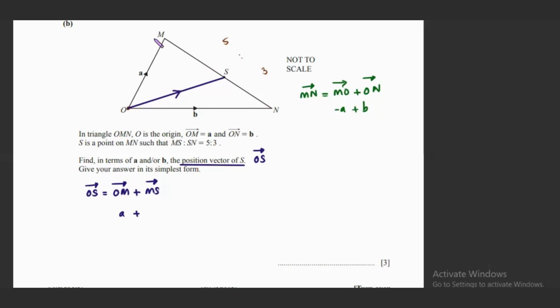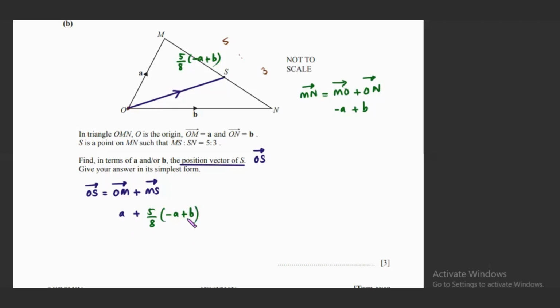Now, this portion has a ratio of 5 to 3 as it's already given, and I have marked it here as well. In total, they have 8 parts, and M to S will be 5 out of it. So I can write the fraction as 5 out of 8 times this length, which is M to N, which is 5/8 of minus A plus B. So we now know that M to S is 5/8 times minus A plus B.